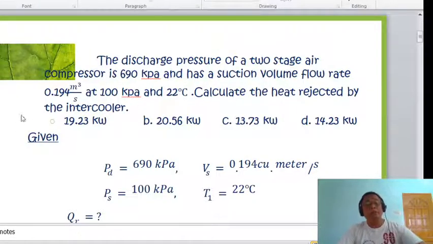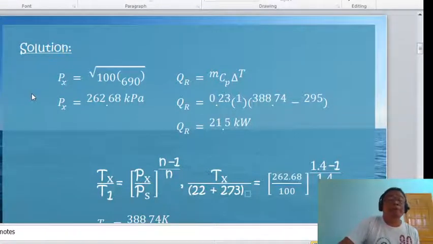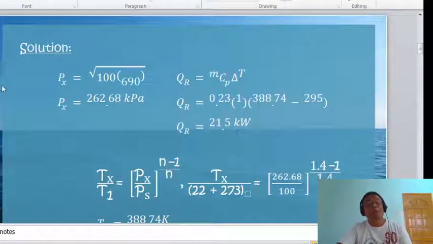Okay, we have here the given. The discharge pressure is 690 kilopascal, the suction pressure is 100, the volume flow rate is 0.194 cubic meter per second, and the temperature is 22. Take note, QR is the unknown. The intercooler pressure is the square root of 100 times the discharge pressure 690, so the intercooler pressure Px is 262.68 kilopascal.